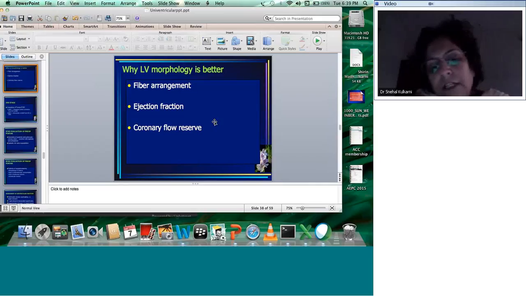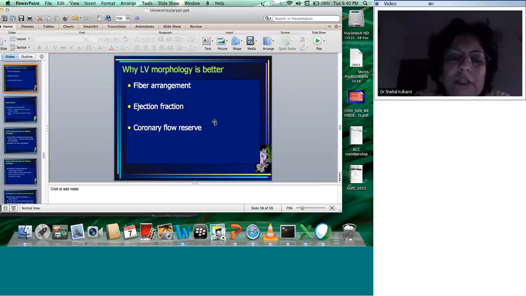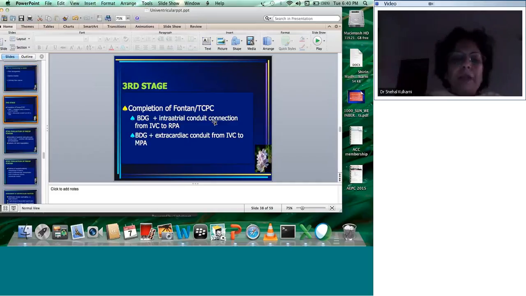And when we try to see the coronary flow reserve, always the left ventricle has a better coronary flow reserve as compared to the right ventricle, and therefore it can sustain higher pressures and obstructions. And therefore, left ventricular morphology is always better as compared to the right one, for long-term assessment of a univentricular heart. Now the third stage, we know, is the completion of Fontan.